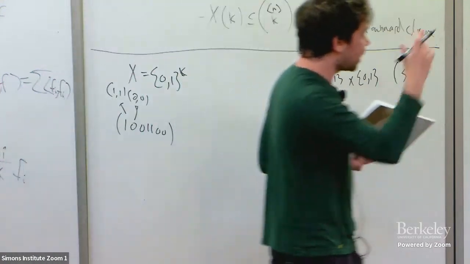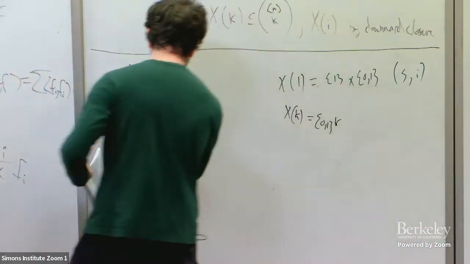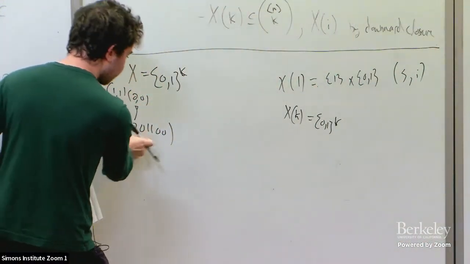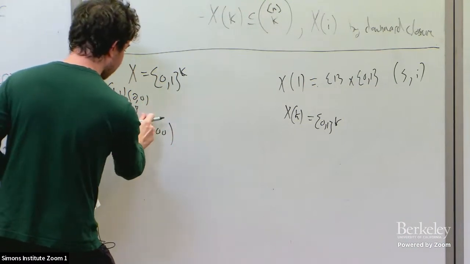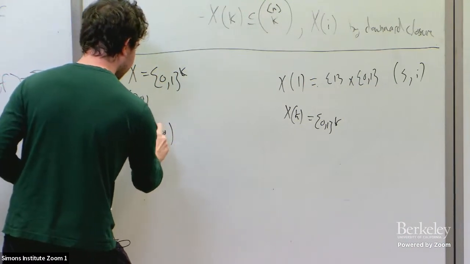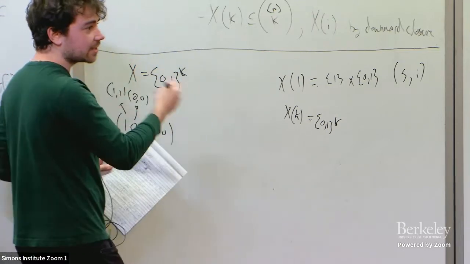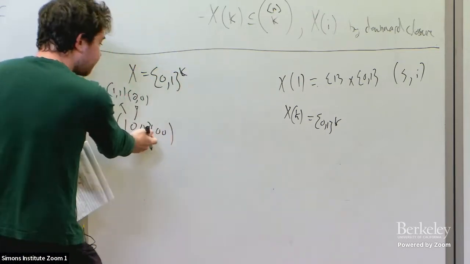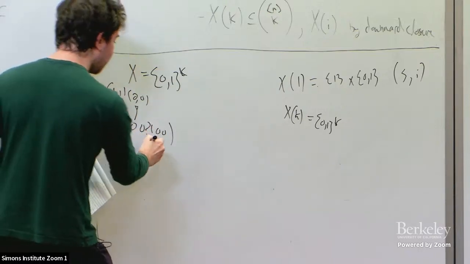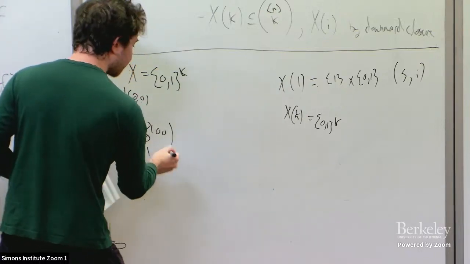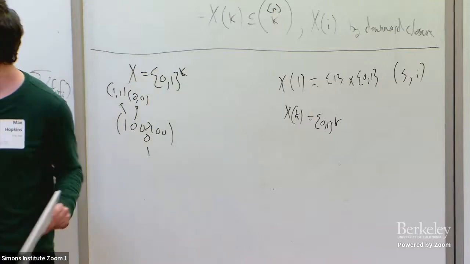What does the down-up walk do? It picks a uniformly random one of these elements, so a uniformly random bit in my string, and then it removes it. It moves down one level, and then it resamples a possible vertex that completes to something in the complex. Well, I only have two options. I have to replace this coordinate. So I replace it with 0 with 50% probability and 1 with 50% probability.